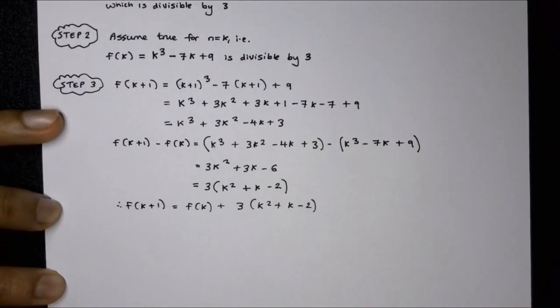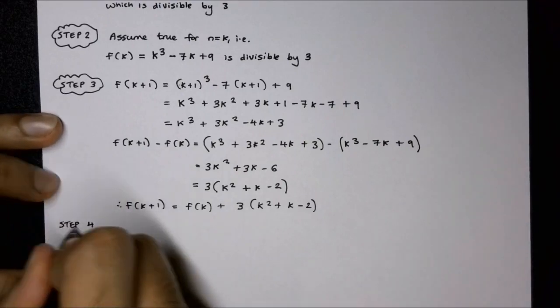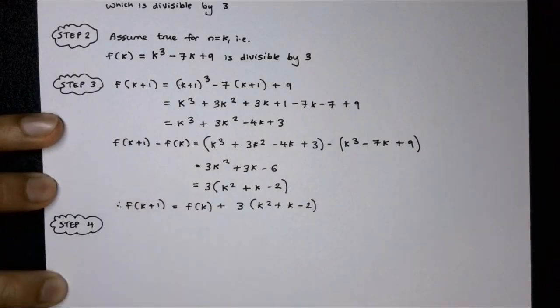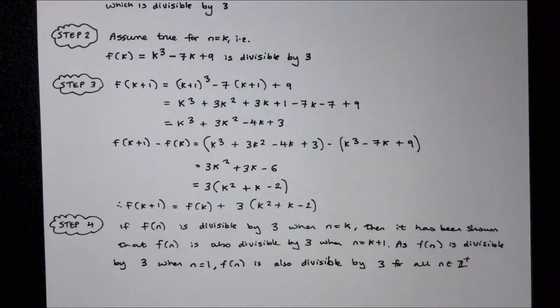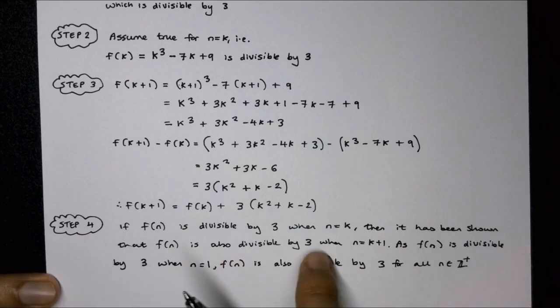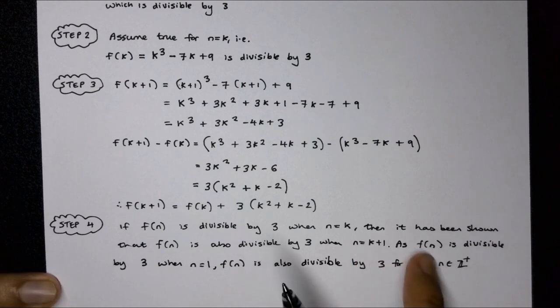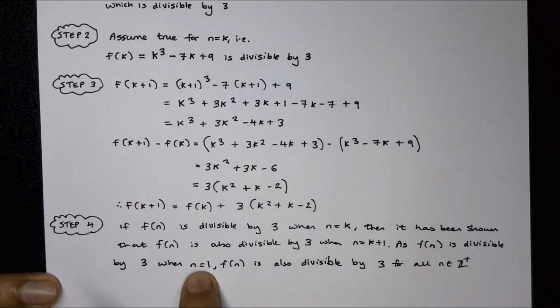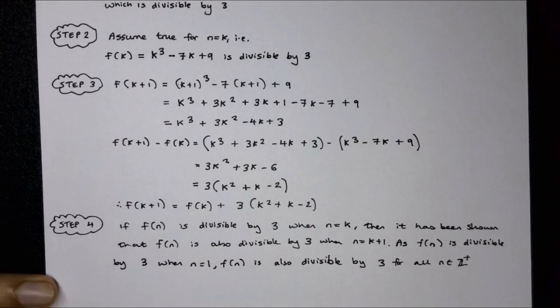So from this we can move on to our conclusion step, step 4. And in step 4, for our conclusion step, we have the following. If f of n is divisible by 3 when n equals k, then it has been shown by mathematical induction that f of n is also divisible by 3 when n is equal to k plus 1. And because the result is true, is divisible by 3 when n is equal to 1, the entire thing is also divisible by 3 for all positive integers n.